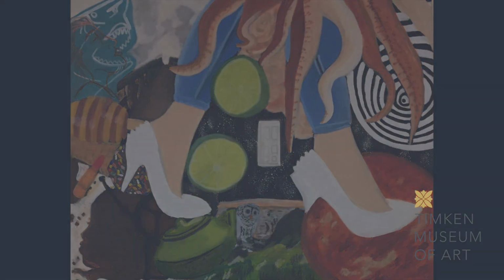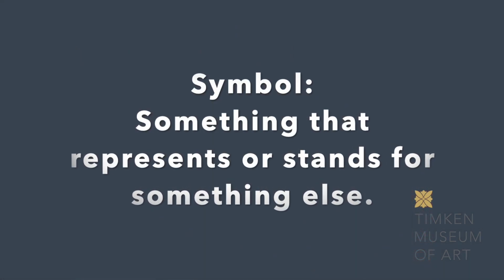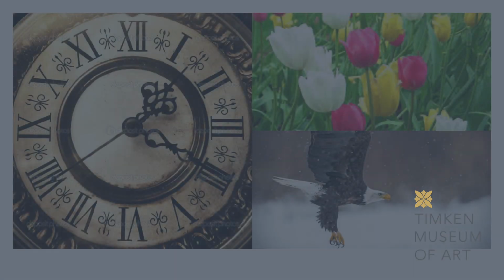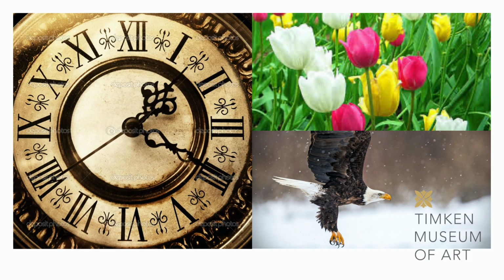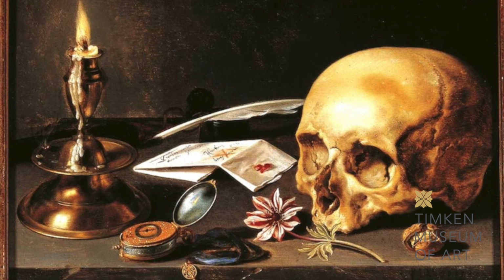So as we begin our project today, I'd like to define symbols. A symbol is something that represents or stands for something else. So we've got the clock, a tulip, and an eagle. Each one of these things can represent something individually for a specific person. The clock could represent age, the eagle could represent strength, and the tulip could represent love. And then you can combine these objects together into a picture to tell a story.